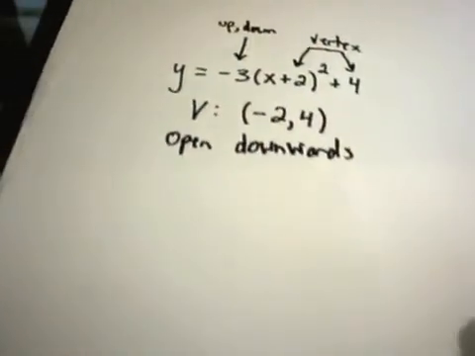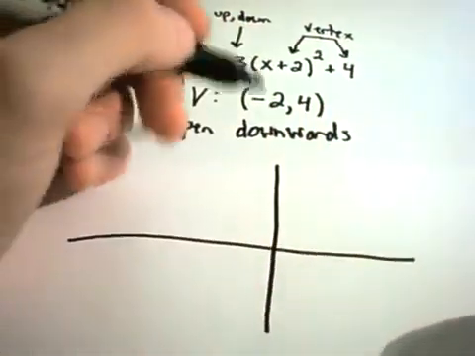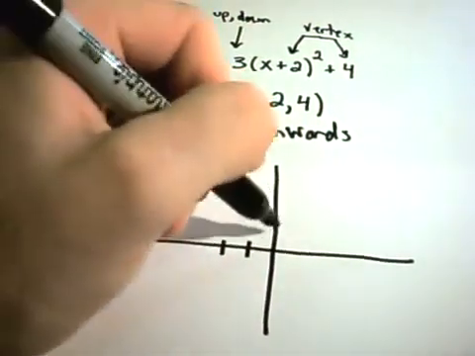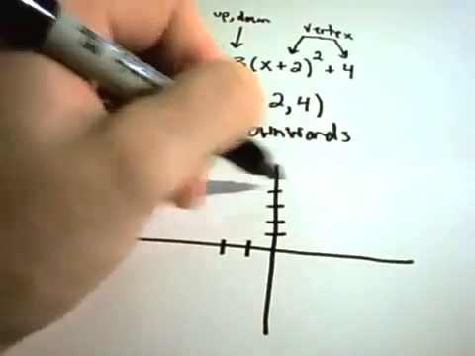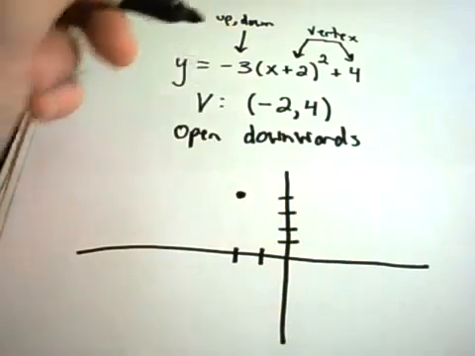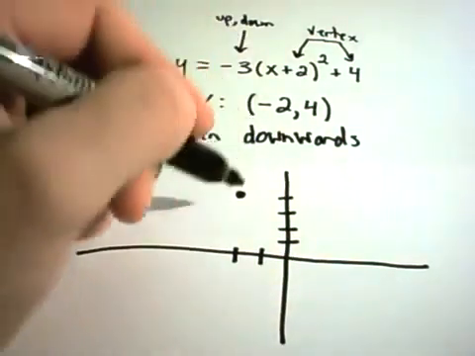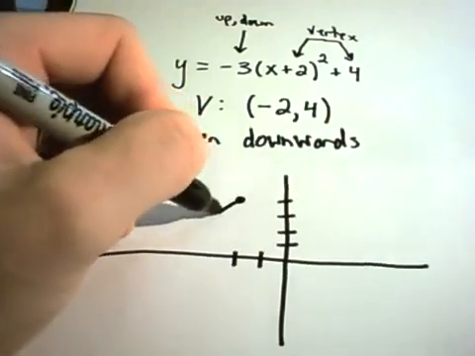Again, we can graph this without too much trouble. It says you go over to negative 2, up 1, 2, 3, 4, and that's where our vertex is going to be. And in this case, because of the negative 3, it's opening down, so we'll just make this thing go down.